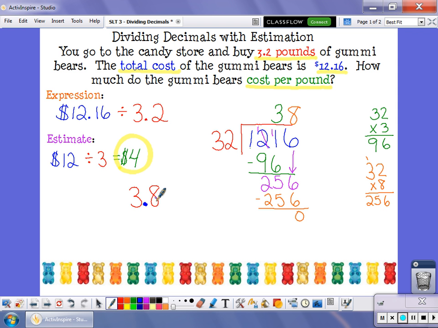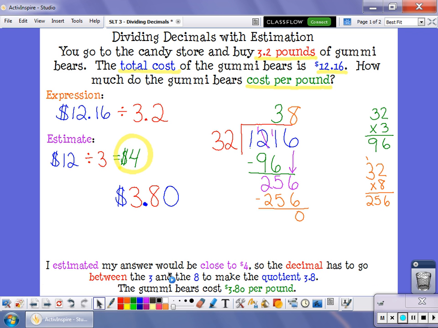Now if I want to make this an amount of money, 3 8/10 doesn't work. I need to think about how many dollars and how many cents I would have. And I know that 3 8/10 is the same as 3 80/100, which means it costs $3.80 for the gummy bears.